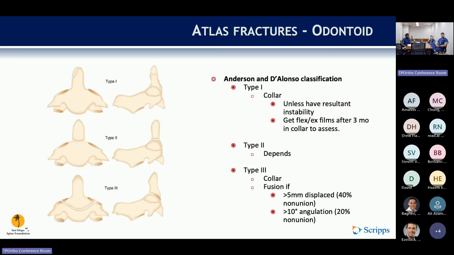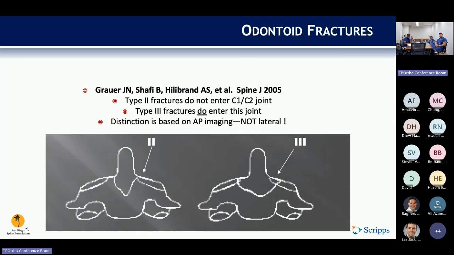So, dens, as we'll talk about, there's a lot of controversy, particularly with the type 2 fracture pattern. Very quickly here, type 1 is usually an oblique fracture through the odontoid tip. Type 2 is a fracture through the base. And type 3 is a fracture through the body of C2. And one way to elucidate the difference between a type 2 and type 3 is that the type 3 will typically enter the C1-C2 joint.